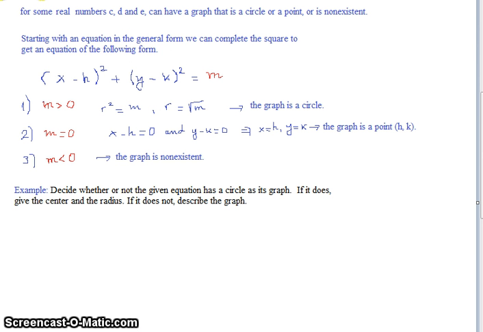Let's solve the following example. Decide whether or not the given equation has a circle as its graph. If it does, give the center and the radius. If it doesn't, describe the graph.